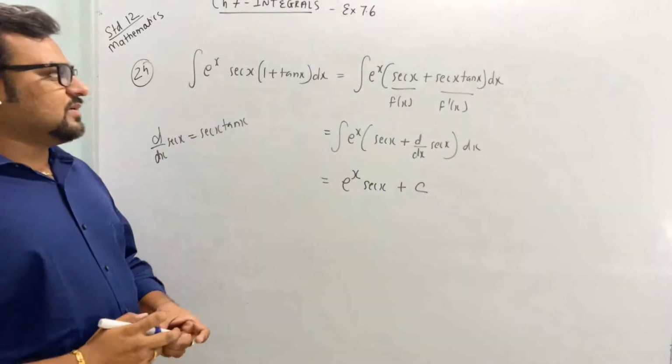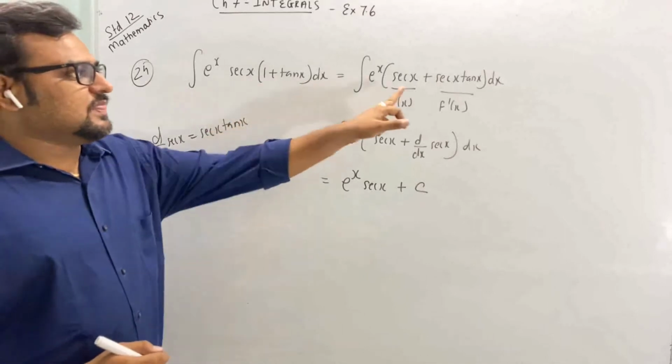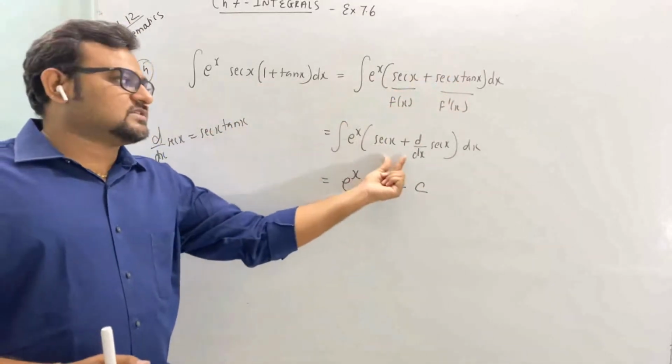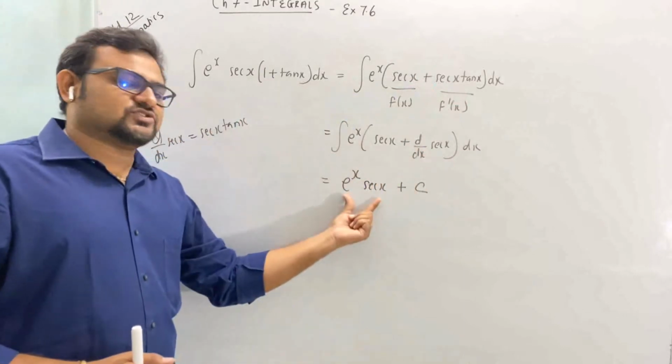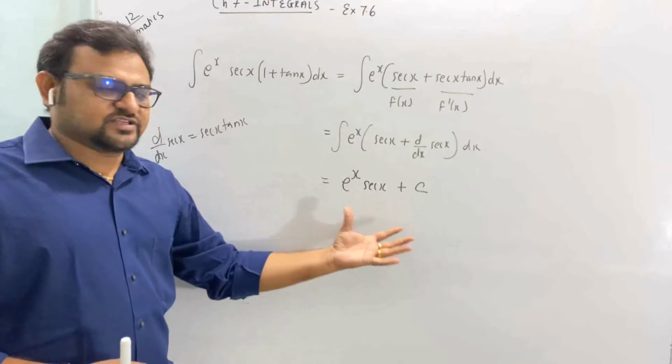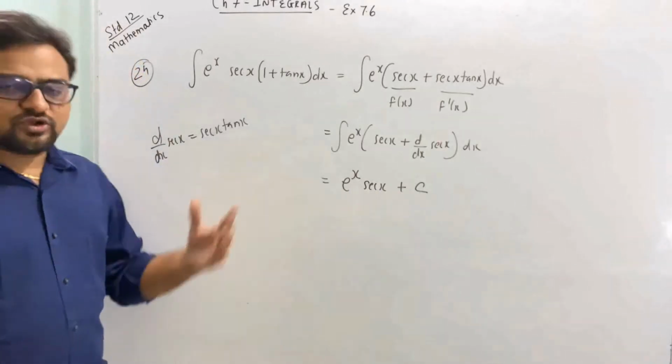Okay. So I'm repeating once again. We had multiplied it. Then one is fx, another is f dash x. Formula: e raised to x, fx plus f dash x. e raised to x fx plus c. So e raised to x sec x plus c. Okay, this is MCQ. Okay, just go through this sum.